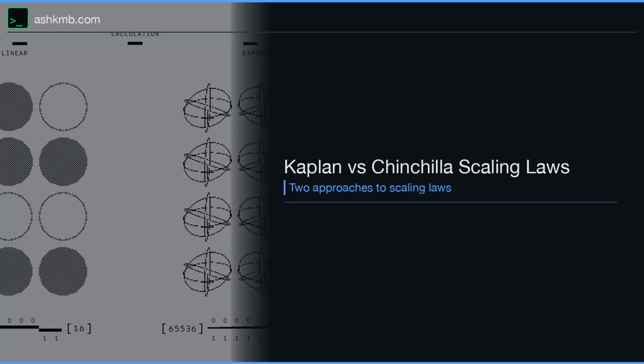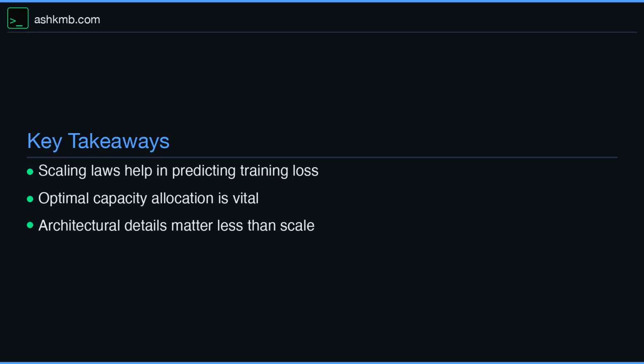Kaplan underestimated the optimal model size, proposing model size grows faster than dataset size. Chinchilla reversed this recommendation, emphasizing the proper training of large models with fixed compute budgets. To summarize, scaling laws help in predicting training loss effectively, optimal capacity allocation is vital for model performance, and architectural details matter less than scale. How can scaling laws be applied to emerging model architectures to optimize their performance?